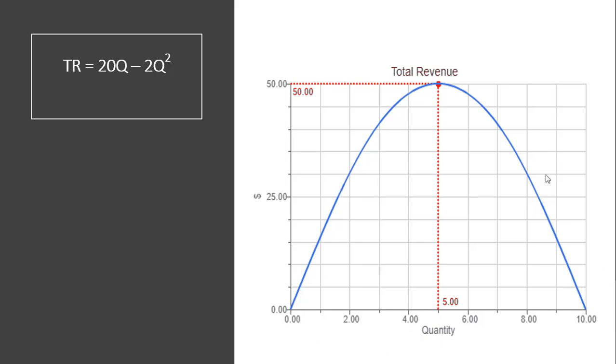So that's how I like to graph total revenue. Basically get these 3 points, these two endpoints, and then where total revenue is maximized.